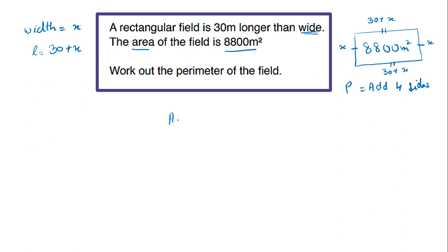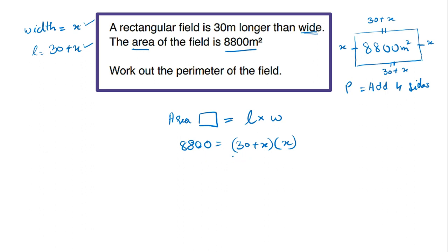Now, what is the area of a rectangle? Area of a rectangle is length times the width. Now, if I put in the specific bits and pieces of information that I have, then 8,800 is my area, and my length is 30 plus x times my width, which is just x, right? x is my width, 30 plus x is my length. So 30 plus x times x is equal to 8,800.